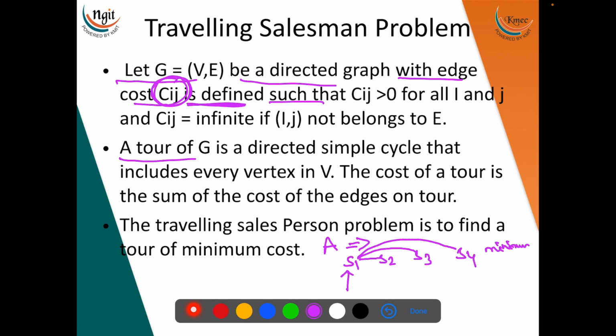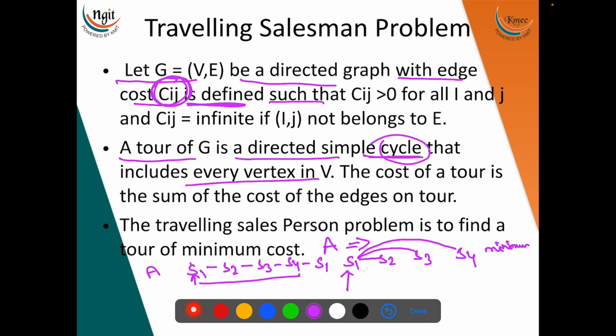That means a tour of G is a directed simple cycle. Simple cycle in the sense that if a salesman has started his tour from the S1 city and has visited all the cities, he should go back to S1 because it is a cycle. If he is living in S1, he has to come back to S1, right? So that is a directed simple cycle that includes every vertex in V. He has to visit all the cities available in the graph. The cost of a tour is the sum of the costs of the edges on the tour. The traveling salesperson problem is to find the tour of minimum cost.